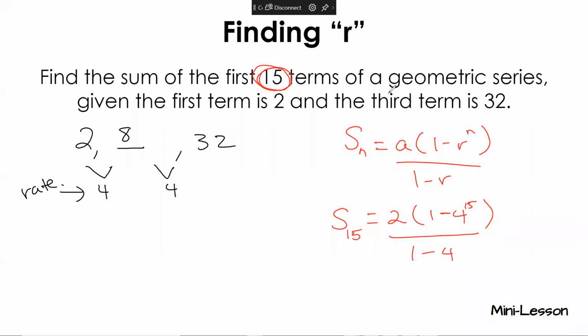When we substitute this into Desmos, this is the sum of the first 15 terms. This is going to give me 715,827,882. Voila.